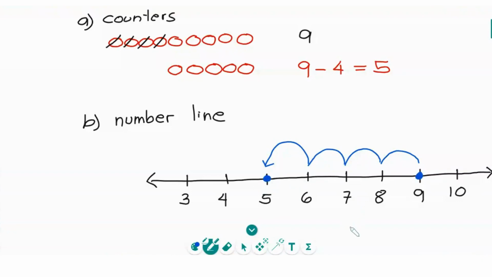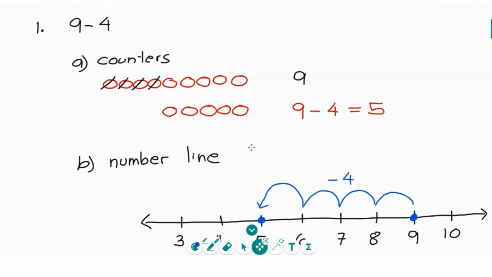So this means if we start at 9 and we go back 4 spaces to the left, that is minus 4, then we're going to end up on number 5. Okay, that's it. So that's how we use counters and also the number line.